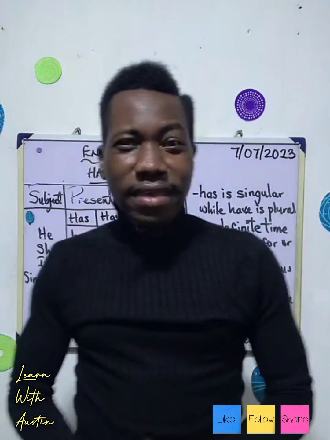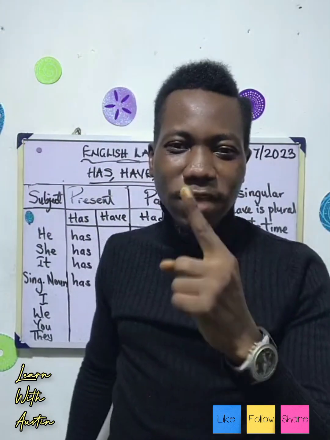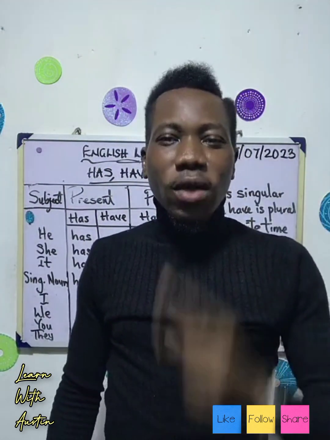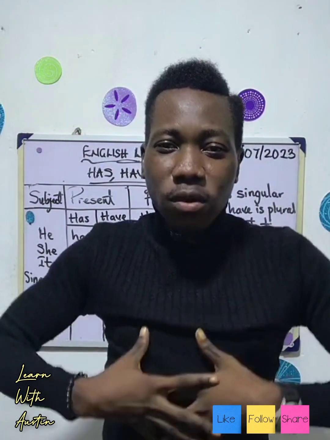The use of has, have, and had. All right. So has, have, and had are used basically for two things. One is to express possession. Possession, meaning ownership, is to tell that someone owns something, right? That something belongs to somebody.